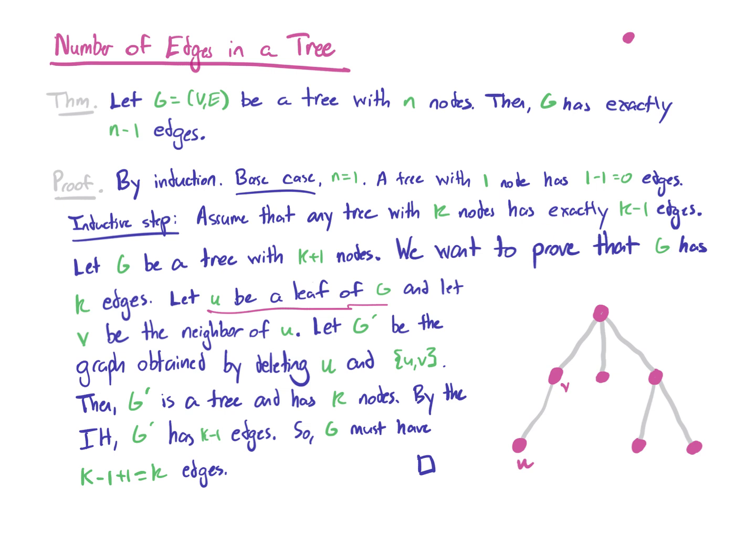So I'm done. Every tree on n nodes has exactly n minus 1 edges, no more and no less.